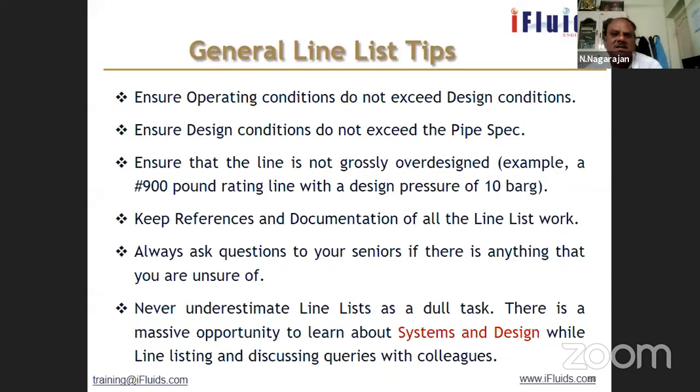How to make the line list? General tips: ensure operating conditions do not exceed design conditions. Ensure that design conditions do not exceed the pipe spec. Pipe specification gives 900 pound rating. The piping specification gives you the maximum value. So design condition should be within that.